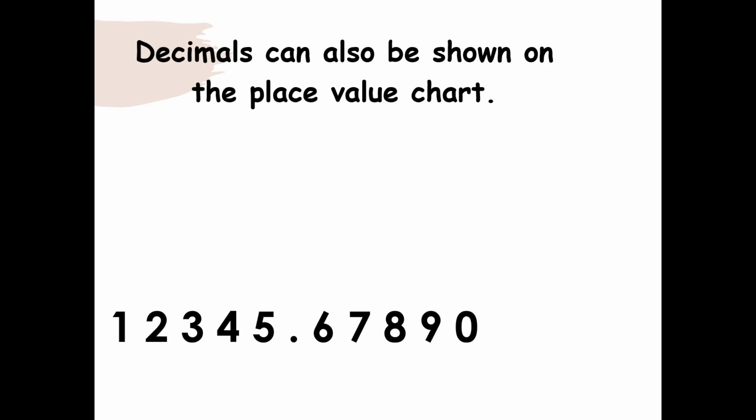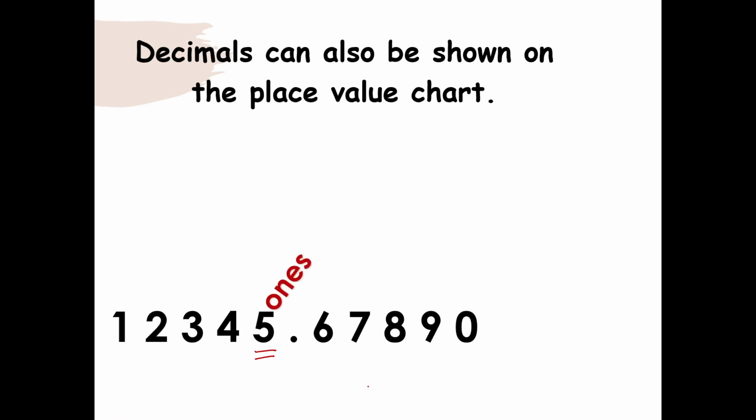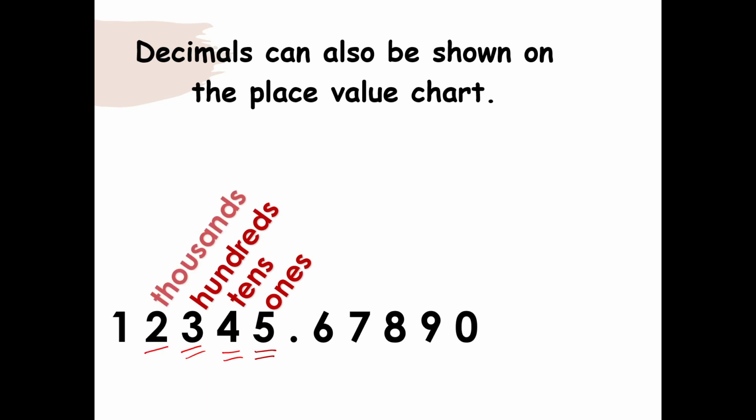Now, take note, decimals can be shown using the place value chart. What is the place value of this 5? Ones. Very good. The 4? Tens. The 3? Hundreds. The 2? Thousands. The 1? Ten thousands. What about the number 6? Ones again, sir. Oh, there are no more ones in the decimal.